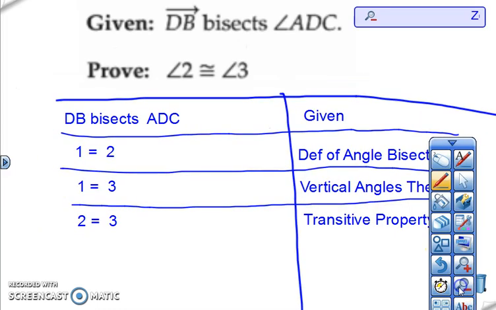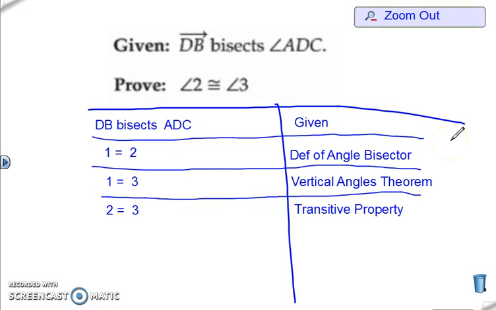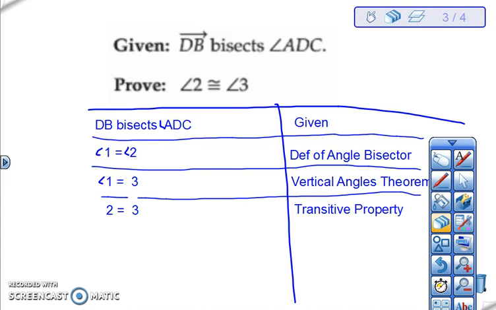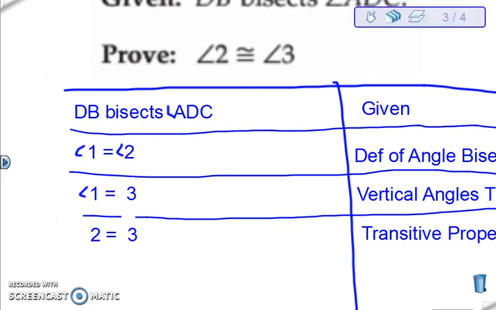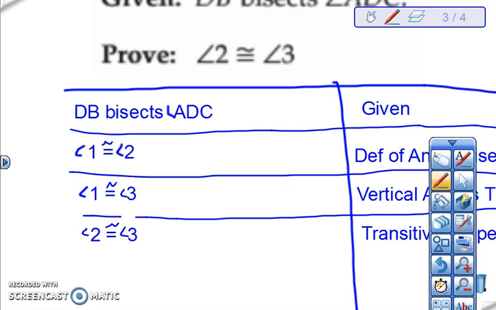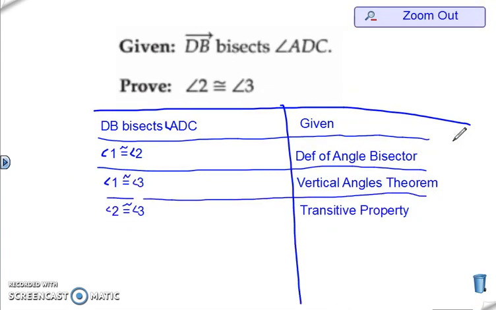Alright, let's go add in the correct little symbols. So we got an angle, we got an angle, angle, angle. And these should all be congruent signs. So add a little squiggle. And that is our proof.